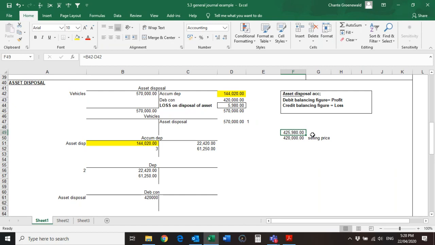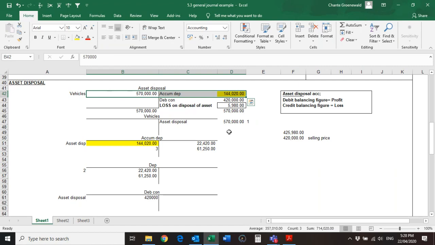I will still be getting the 420,000 Rand. Okay, so that's how you determine there's a loss. Why? Because I took my carrying value and compared it to what it was sold for. Yes, it was sold for less than the actual value, so obviously I'm making a loss.